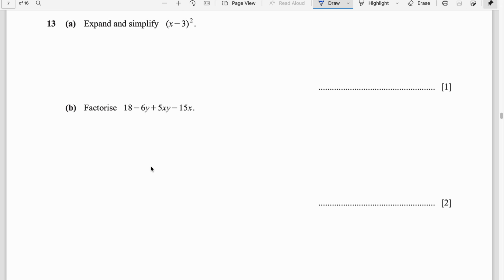Question number 13. Expand and simplify. So this is a minus b whole squared, a squared minus 2ab plus b squared. Do write your answers in the answer space.